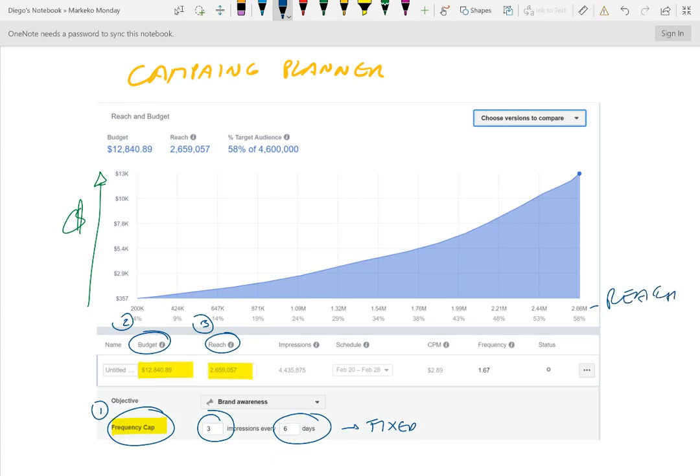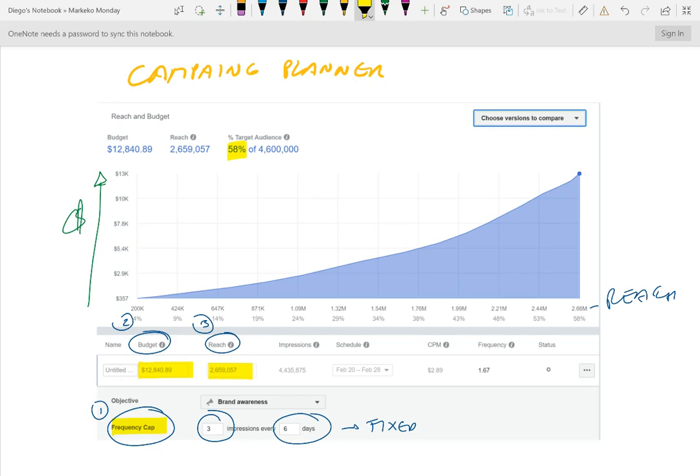So what this is saying is, with $12,000, I'm going to be able to reach 2.6 million people. It's going to print the ad 3 times every 6 days from February 20th to the 28th, and this is how much money it's going to cost you, right? And you're going to be reaching close to 58% of that audience. So again, this is totally different than an auction. With an auction, I can't do that.